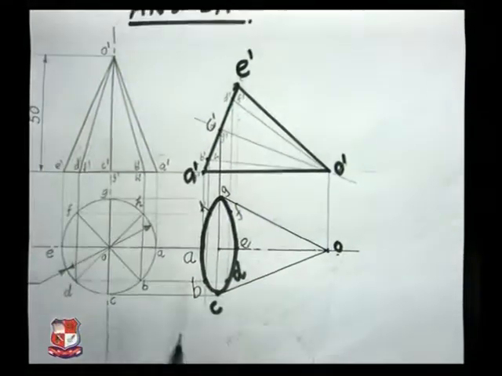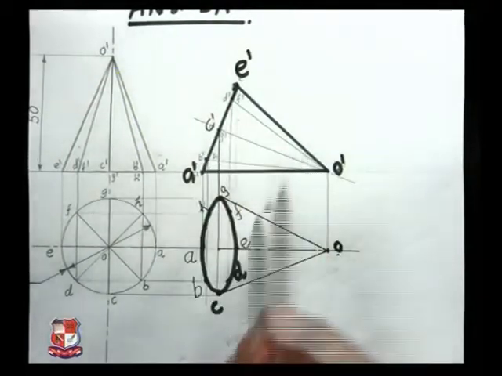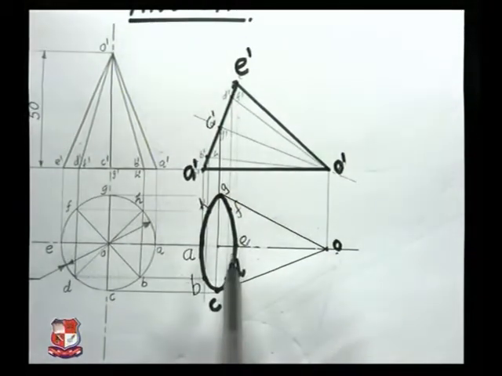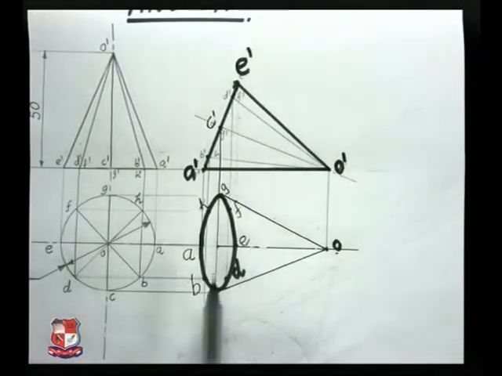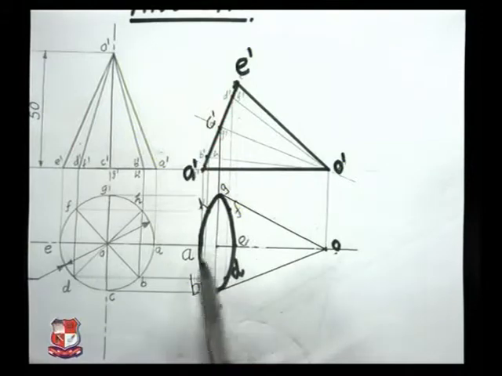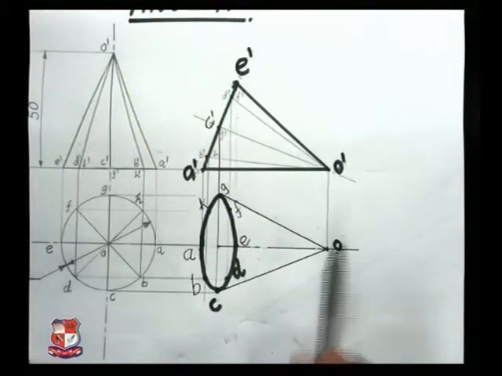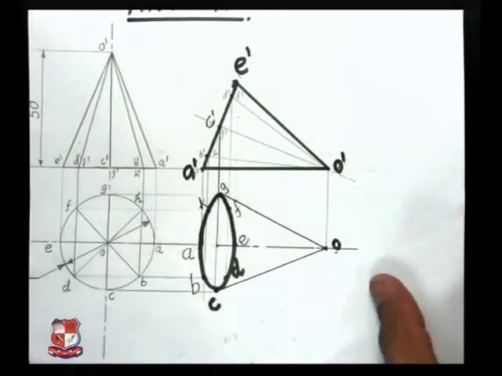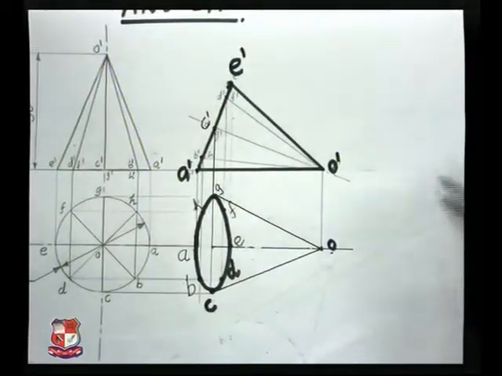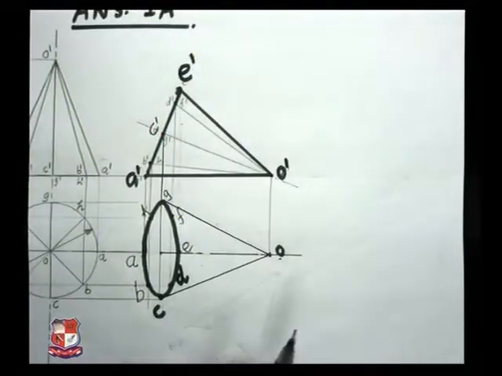In the data it is given that the generator on which the cone is lying makes an angle of 30 degrees with the XY line, with the vertical plane. So we have to tilt this top view in such a way that this OA makes an angle of 30 degrees with the XY line. So we have to redraw this figure over here at an angle of 30 degrees, and then taking projections over here, we can draw its top view and its front view.